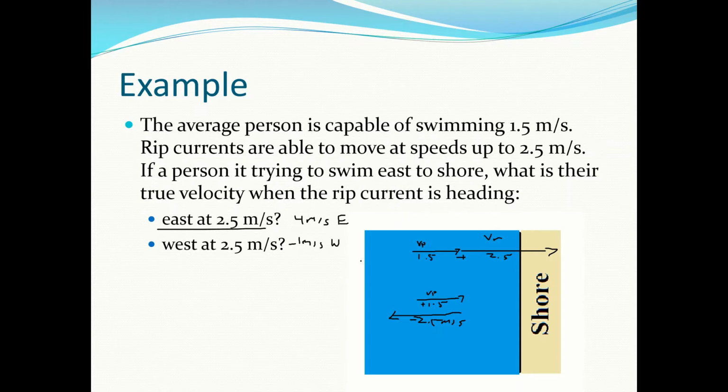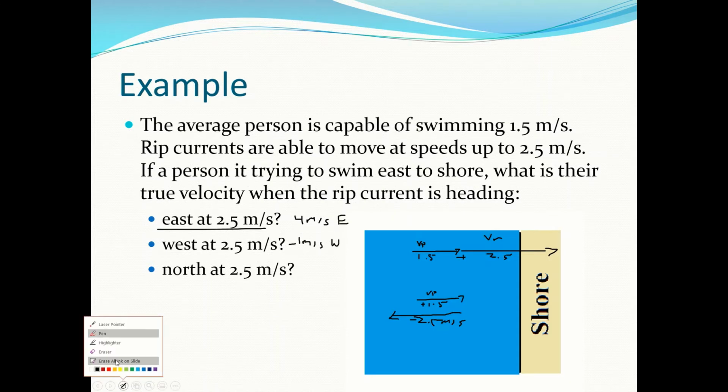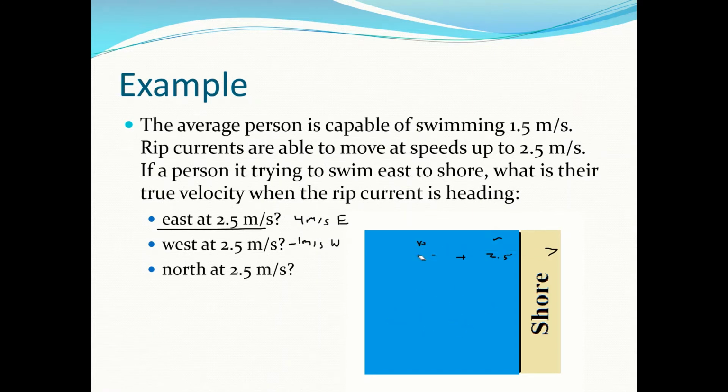So what we're focused on in this unit is 2D stuff. So how would we add them together if they're going in two different directions? So just erase that. So if the person's still trying to swim east to shore, so this is 1.5 meters per second, and the rip is going north at 2.5 meters per second, well, what's going to happen is the person is going to go this way, right? They're going to go a little bit angled.